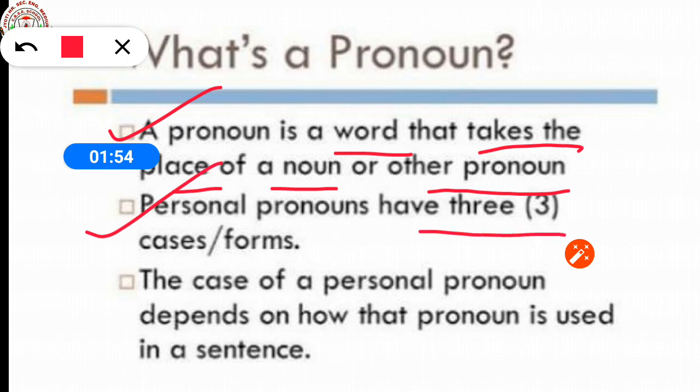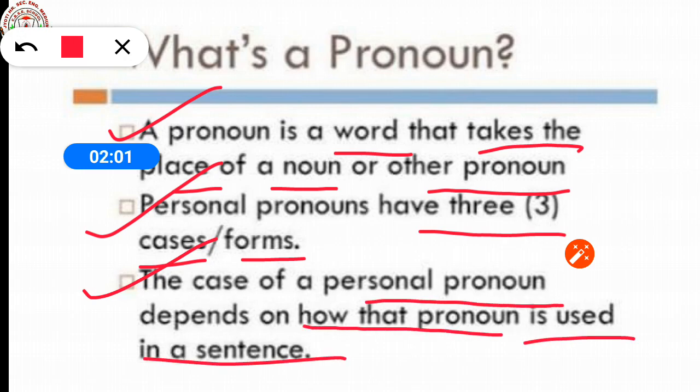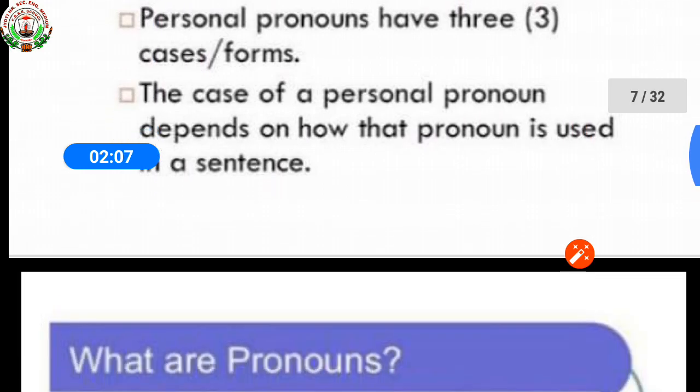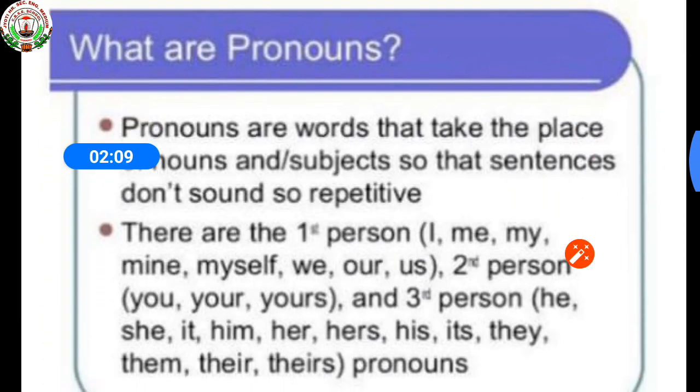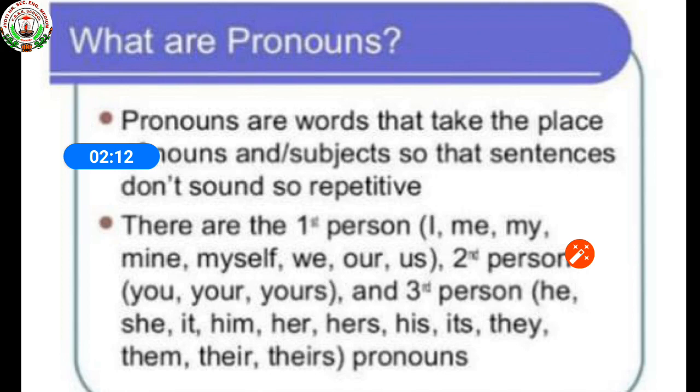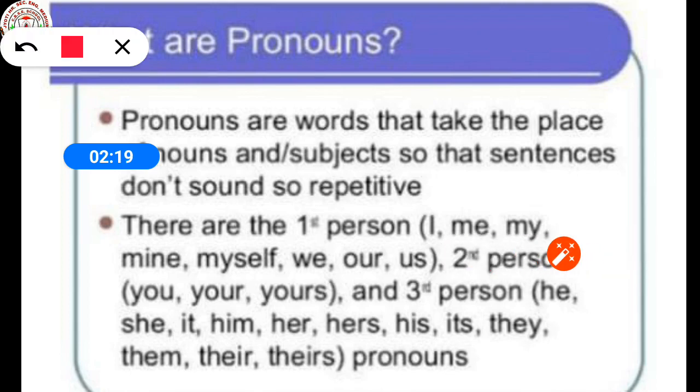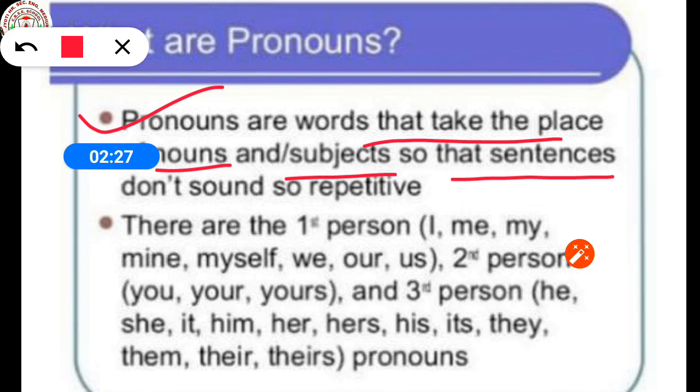Personal pronouns have three cases or forms. The case of a personal pronoun depends on how that pronoun is used in a sentence. So basically, pronouns are words that take the place of nouns and subjects so that sentences don't sound so repetitive.